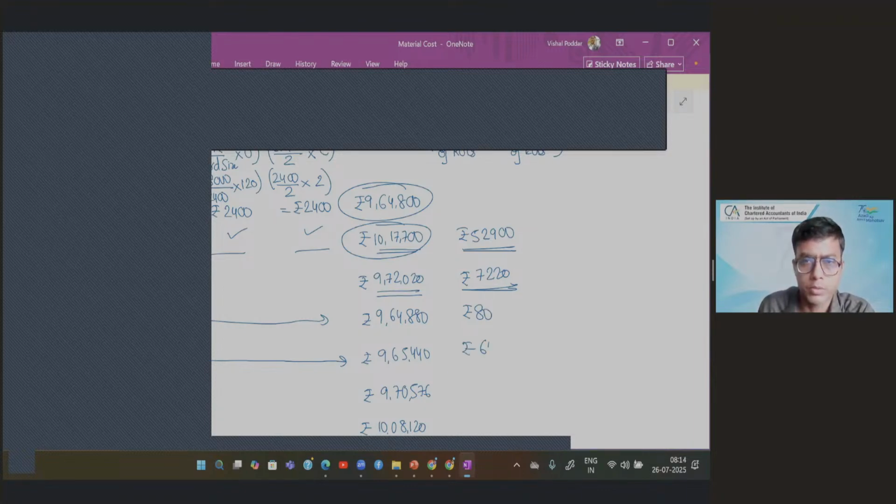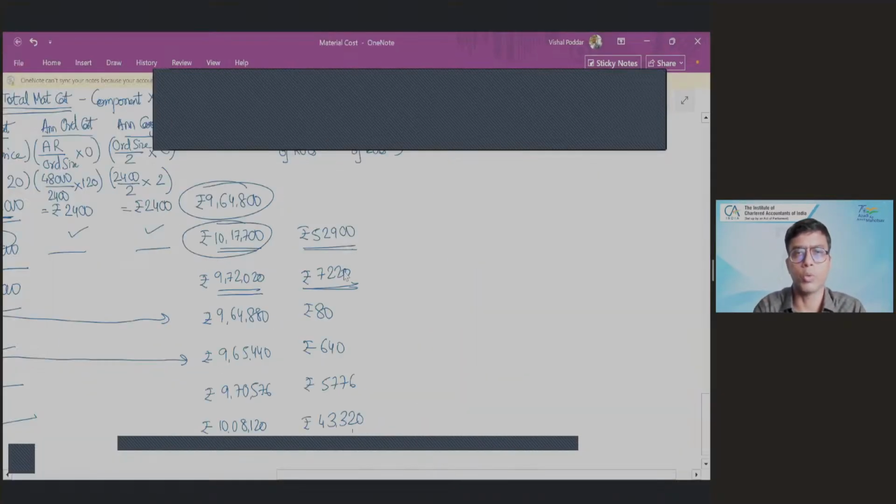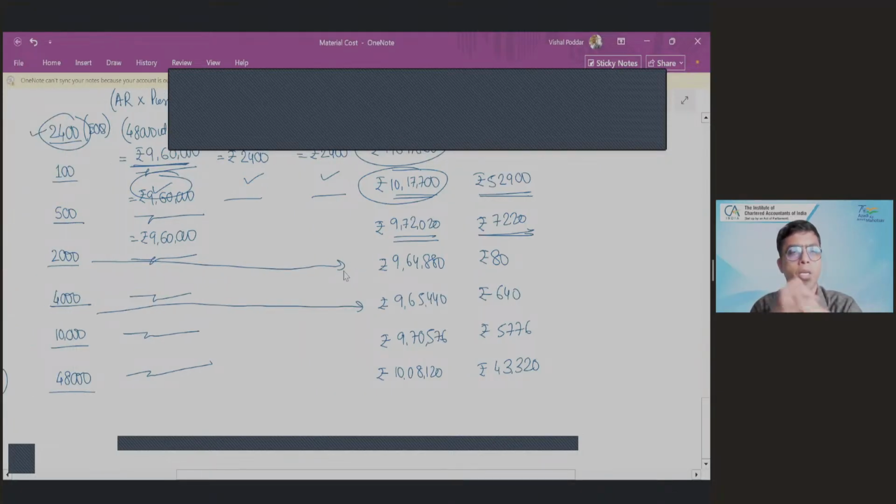Then 640, 5776. And so students, see, you'll understand why EOQ is EOQ, because anything other than EOQ is giving you a higher cost, right? Students, is this clear? Super.